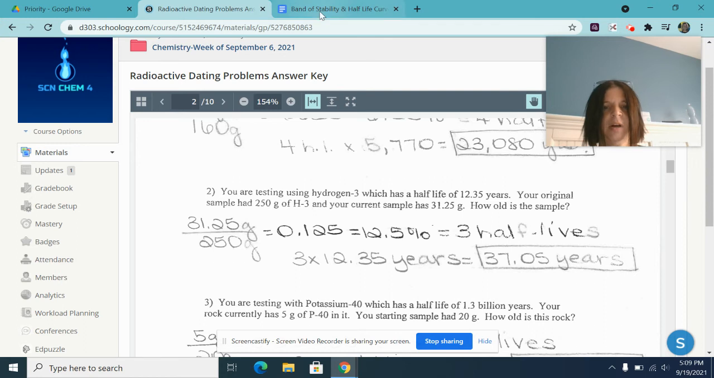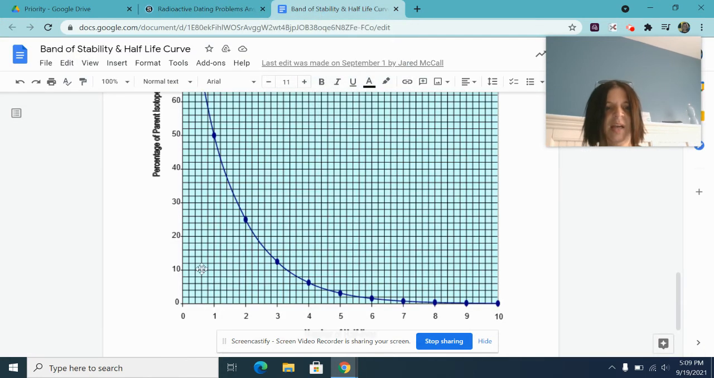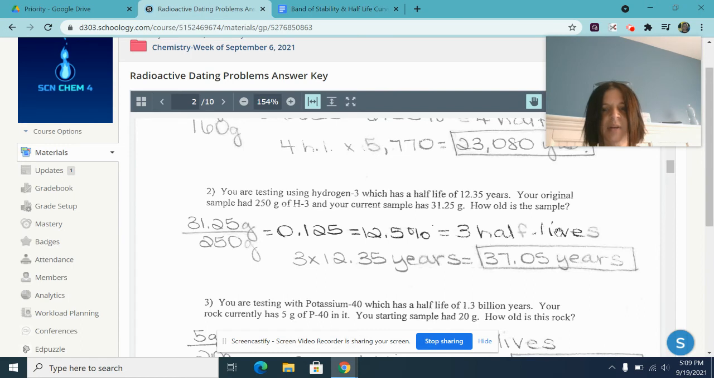Again, back to our half-life curve. This time it tells us that we have 12.5%. We're going from 10, 12, kind of almost in the middle here, and we hit the blue line, and it tells us that we've been through 3 half-lives if we have 12.5% of the parent remaining. So then we take the 3 half-lives that have occurred during the decay. Each half-life is 12.35 years. This sample is a little over 37 years, so 37.05 years old.